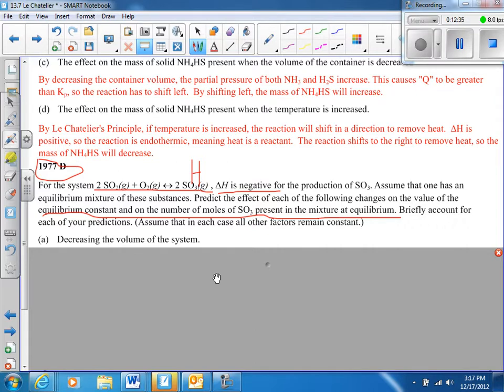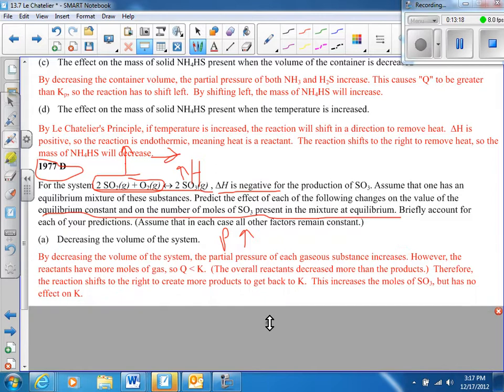If we decrease the volume of the system, that means we increased all the pressures. P goes up. We increased all the partial pressures. Notice this side has more moles of gas, so the reactants went up more than the products did. The products only went up a little bit compared to the reactants, which means Q, we increased the reactants more than the products. So Q is products over reactants, which means Q is smaller than K. So I gotta make more products so I can get back to K.